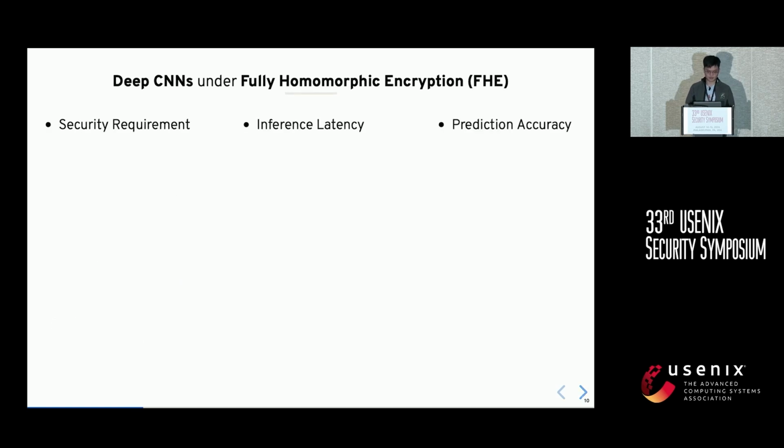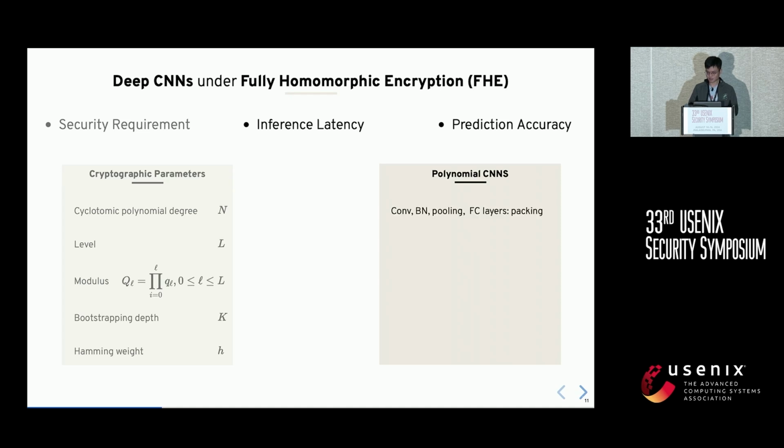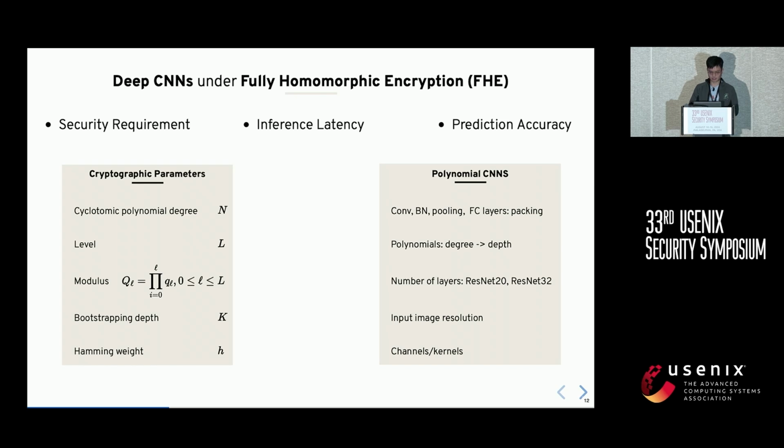When we design a polynomial convolutional neural network under fully homomorphic encryption, we should consider the security requirement, inference latency, and prediction accuracy. These requirements are provided by the customers. For security and inference latency, we need to choose appropriate cryptographic parameters. And when we design the convolutional neural networks, it will affect latency and accuracy. We need to carefully design the packing under FHE, the polynomials, the number of layers, and the input image resolutions. So the design of homomorphic encryption and machine learning are interactive with each other.